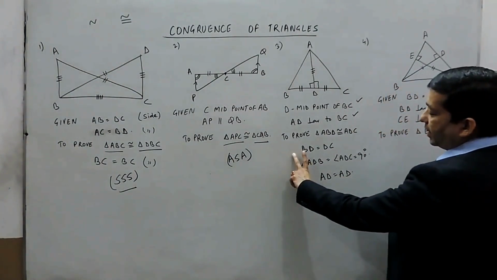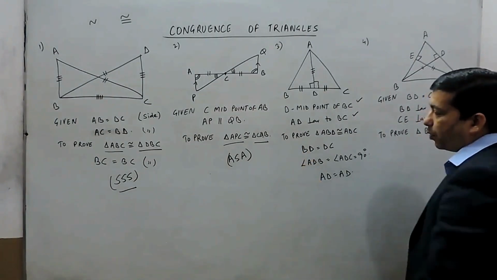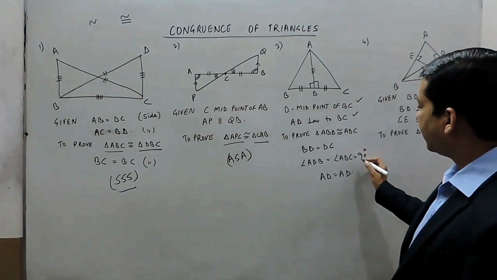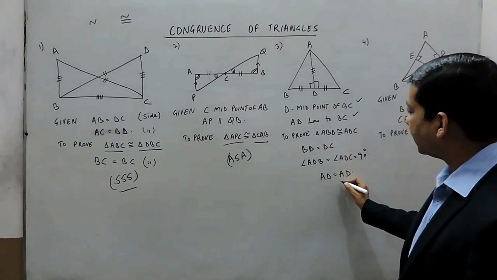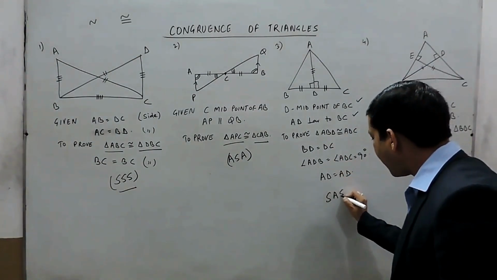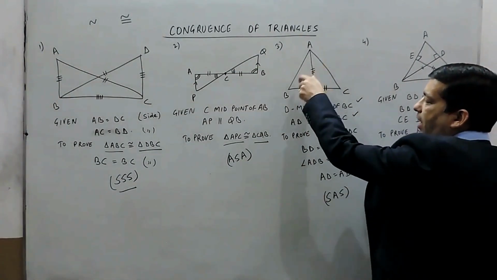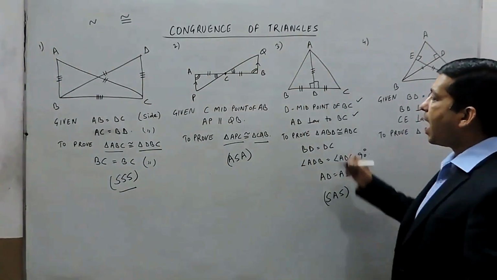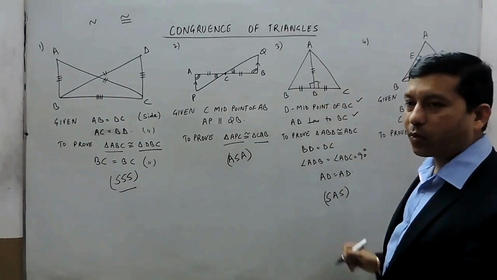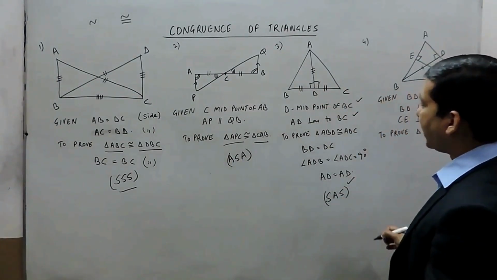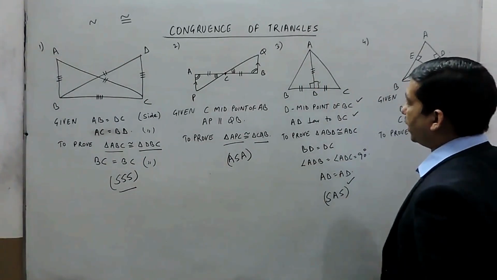So here we can say there are three things we have already proved which are equal to each other. That means the rule of SAS is applied, because two of the sides of this triangle are equal to two of the sides of this triangle, and the included angle is also equal. That means by the rule of SAS, these two triangles are congruent.